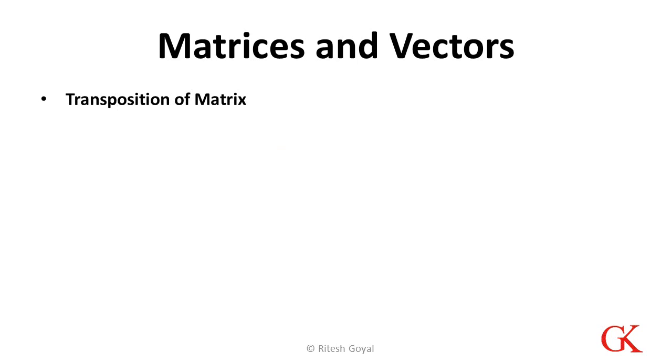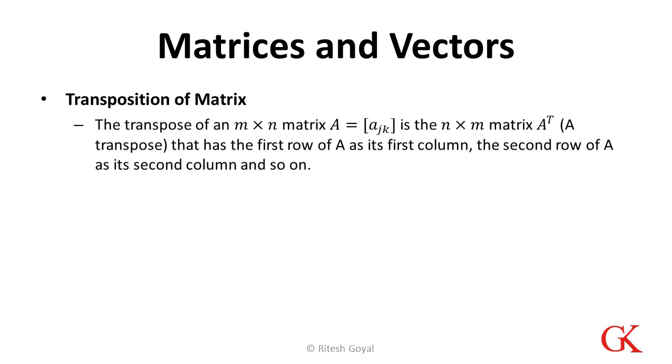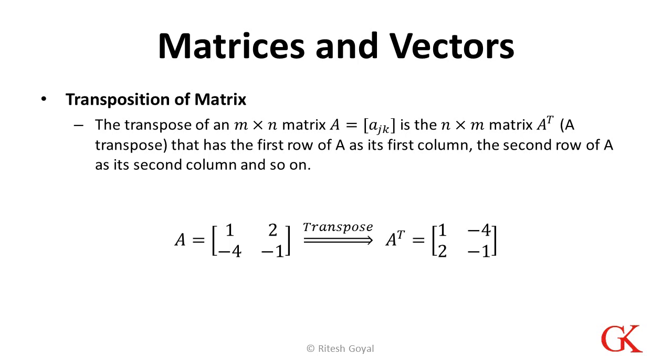After doing the multiplication, there are some properties for the matrix. One of them is transposition. Transposition is when we change rows to columns and columns to rows. Let's say we have a matrix A of M cross N, and we want to transpose it. Then we have to convert the first row of A to its first column, and the second row of A to the second column of the transpose, and the size becomes N cross M.